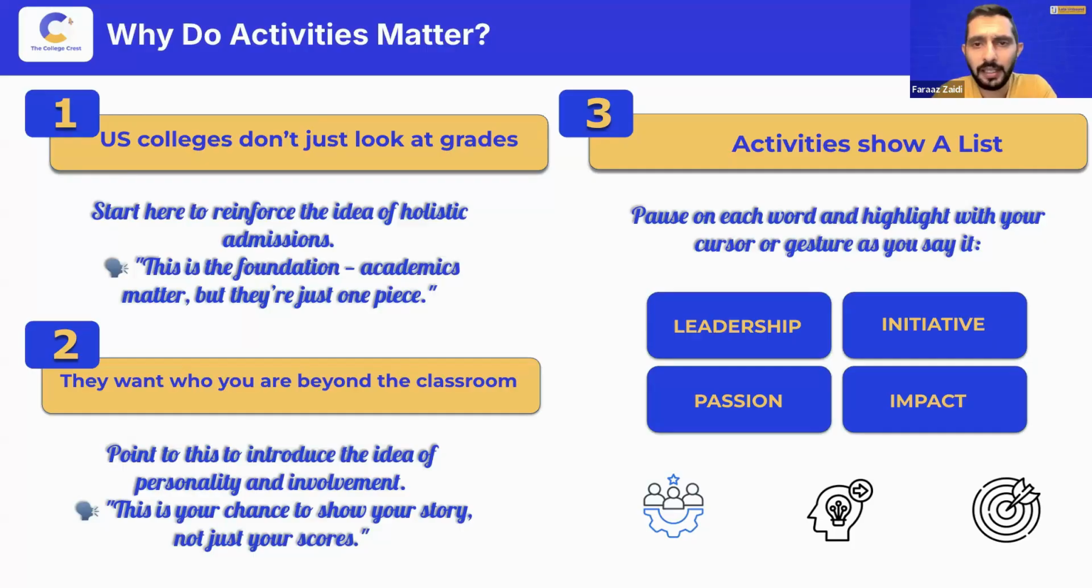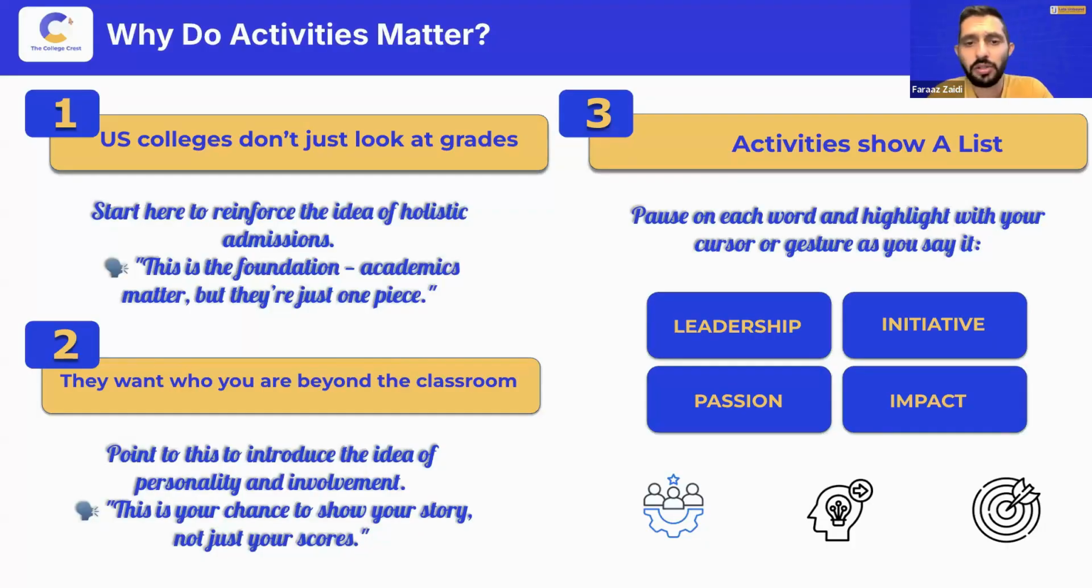So point number one here is that US colleges don't just look at grades. This is the heart of holistic admissions. Academics are essential, there's no doubt about it. Your transcripts, your test scores, the GPA reflect your academic readiness for undergrad education, but they don't tell the whole story. In fact, for most of the top schools, your activities and essays weigh just as much, sometimes even more, once you have cleared the academic bar.